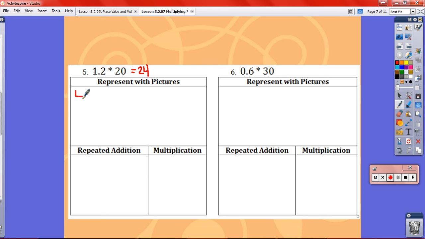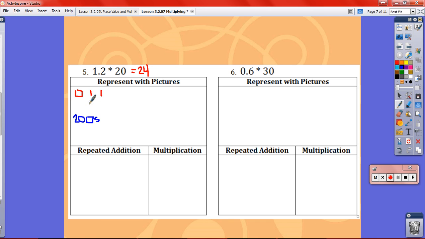So this is 1 2/10 times 20. Let me give myself a little more space here. Well, 10 of these would make 10. 20 holes would be 20. And rather than just draw 20, which will take forever, I'm going to say there's going to be 20 holes.